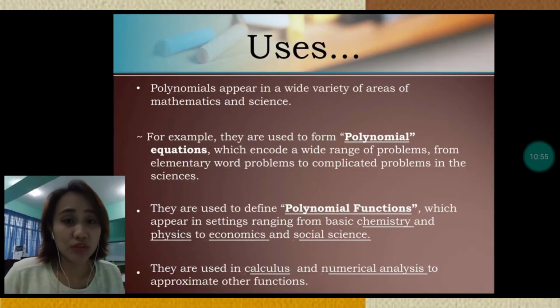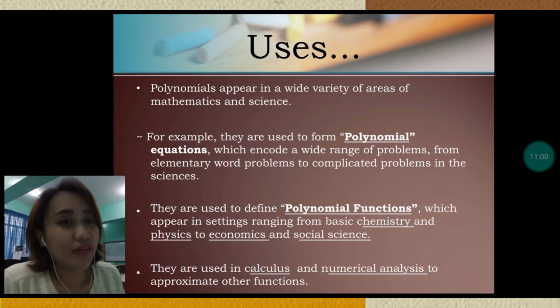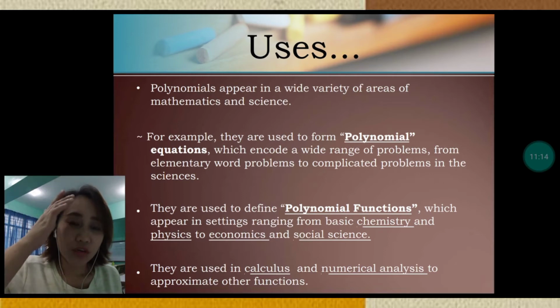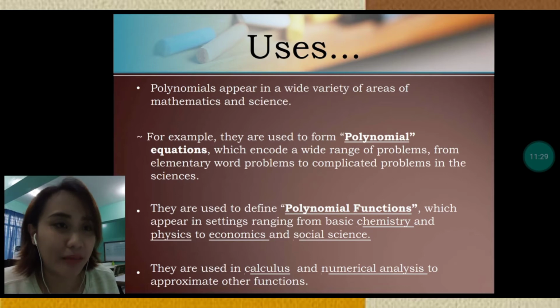Let's proceed to uses or applications. Polynomials appear in a wide variety of areas of mathematics and science. For example, they are used to form polynomial equations, which encode a wide range of problems from elementary word problems to complicated problems in sciences. So, for those of you who are mathematics majors, polynomials are like a stepping stone, or these are very important, especially if you will be going further to advanced mathematics.